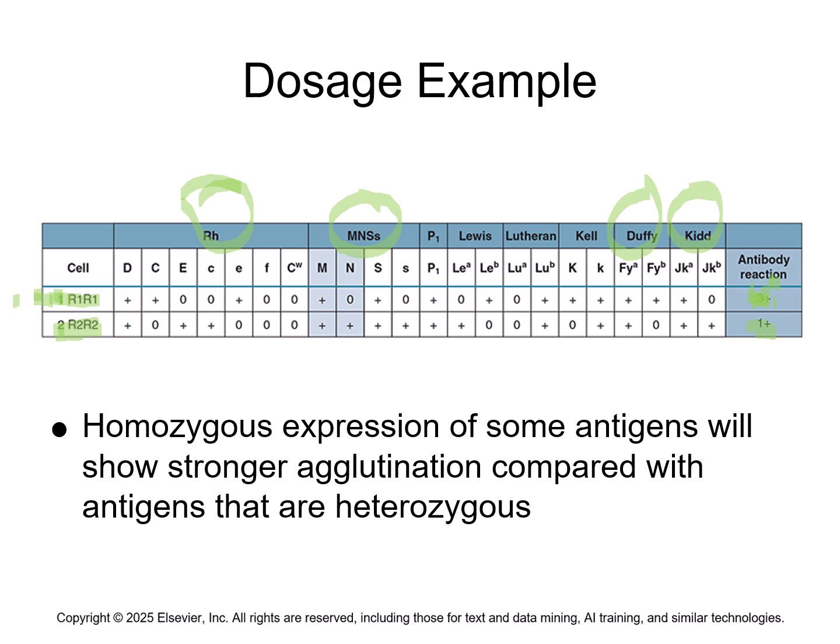So if we look here at the M and N, we see a homozygous M with no N, and we see a stronger reaction. This is demonstrating a double dose of M, which is giving us a stronger reaction. This patient also is having a reaction to this heterozygous M, but because the heterozygous state has less M antigen, the reaction is going to be weaker. So homozygous expression of some antigens will show stronger agglutination compared with antigens that are heterozygous.